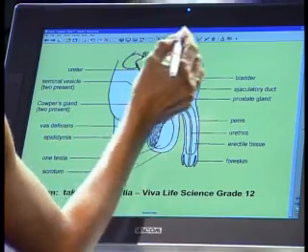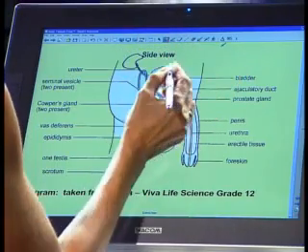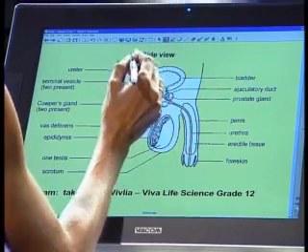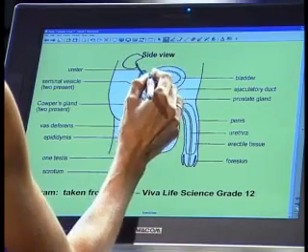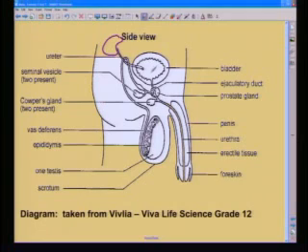Then we have, in fact, I want to get a different color pen here, so let's do this. We then have the bladder. So the ureters pass into the bladder. You've done this in grade 11. Then from the bladder it will pass out through the urethra, and that is what the male will urinate through. So remember, the urethra is actually very, very important because it is one tube for 2 functions.